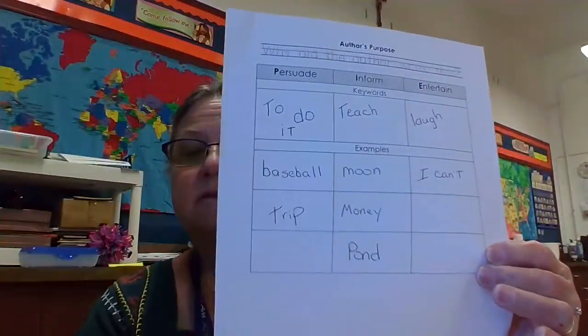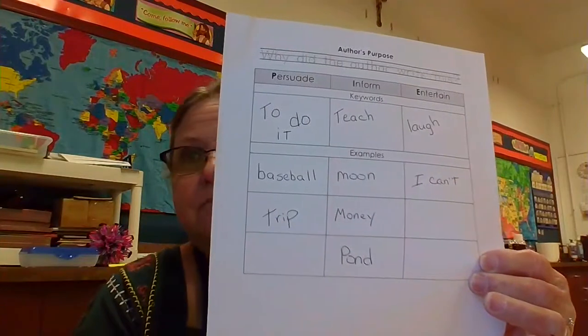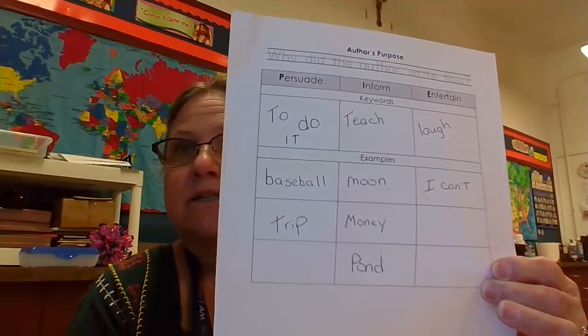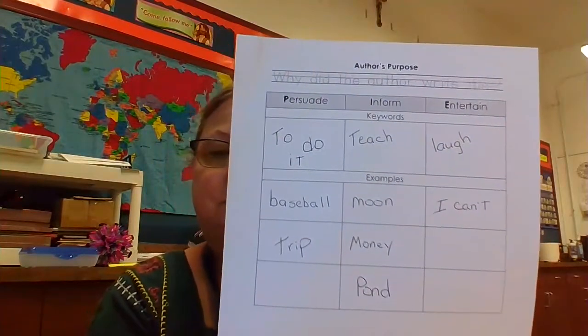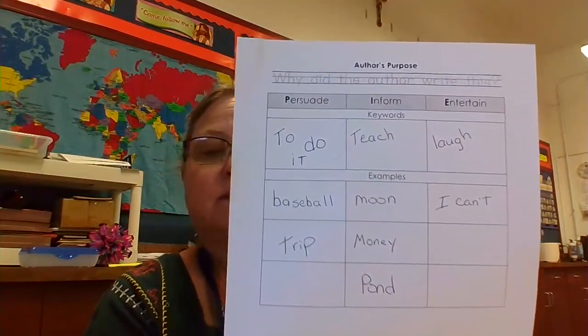Is this book asking us to do it? Is it teaching us? Or is it just making us laugh? You got it. It's teaching us about the United States. So, we're going to put the word trip. Trip. Because String Bean's Trip book is trying to tell us to go do it. Go visit these places. Go everywhere you can go. You may pause it and write the word trip.